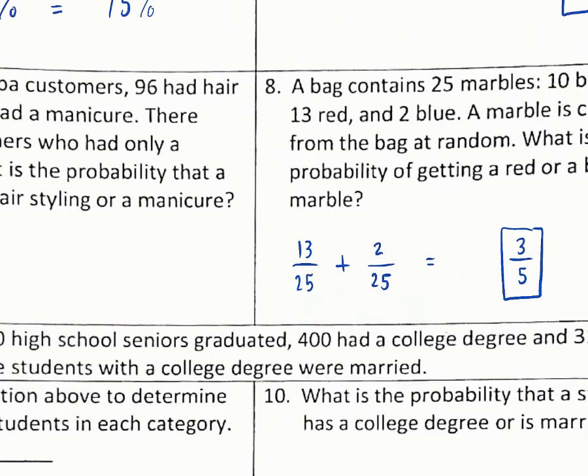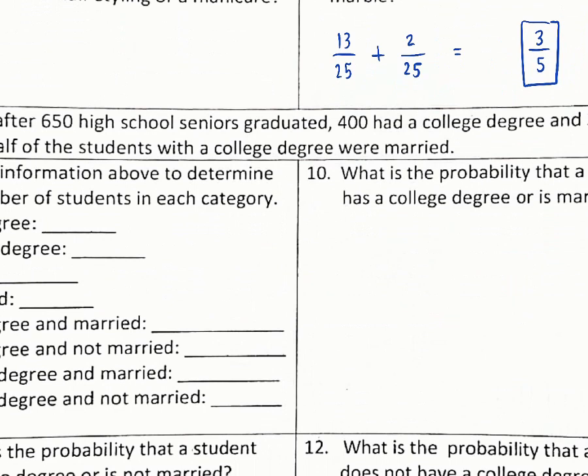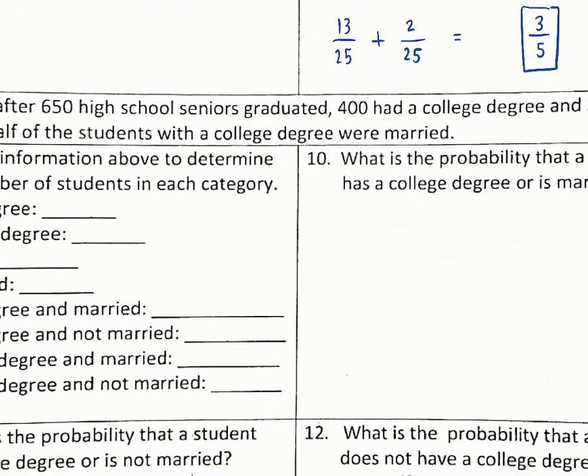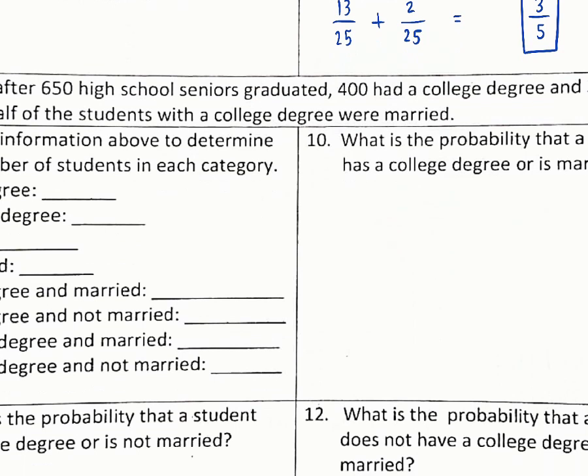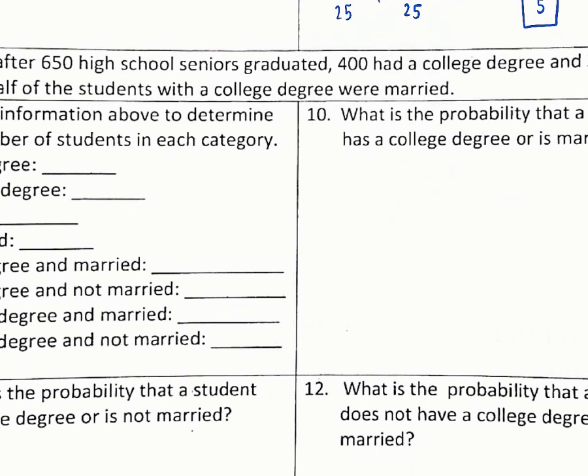Okay, let's finish up. This is a pretty hard one. It's got one hard thing to find, and then once you find it, it's pretty easy, okay? 5 years after 650 high school seniors graduated, 400 had a college degree, and 310 were married. Half the students with a college degree were married. Okay, ready? First, how many had a college degree?